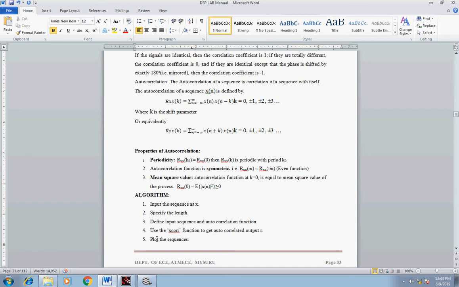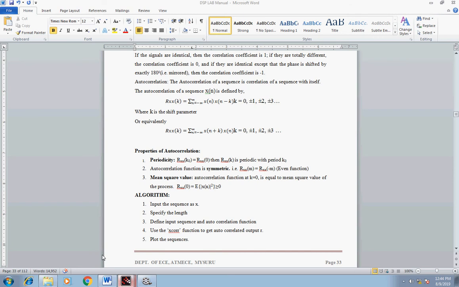The autocorrelation function is executed using the xcorr function to get the autocorrelated output. If you have the same signal, it is simply xcorr of x comma x. If you are considering two different signals x and y, then the command used is xcorr of x comma y. Then we have to plot the sequences. So this is the basic logic behind the autocorrelation and cross correlation functions, which we have to execute using Scilab.